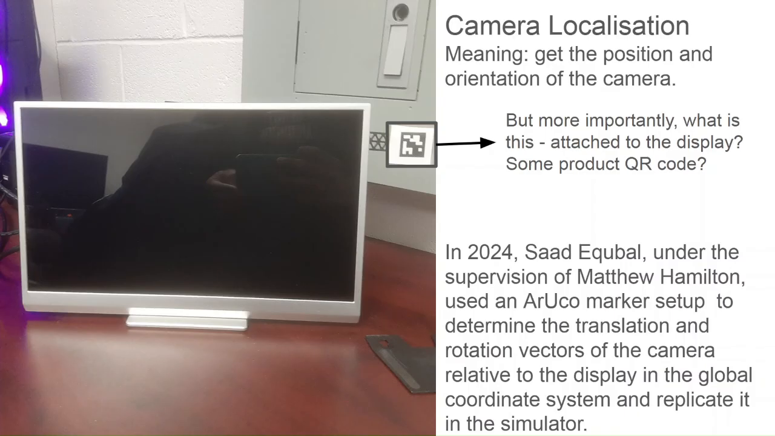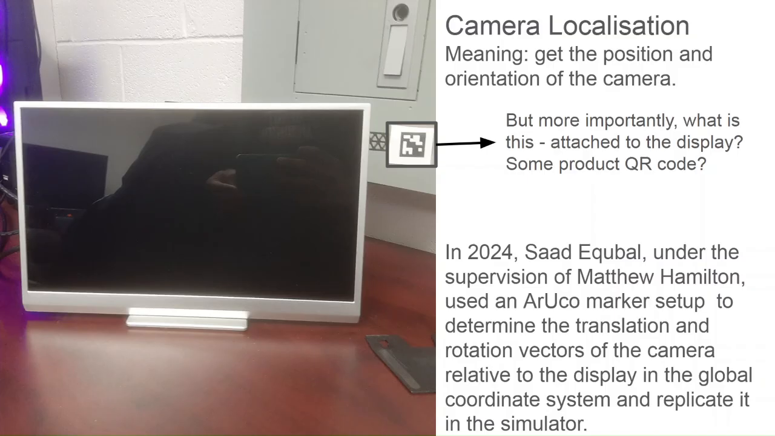Here comes a technical word, ChArUco marker. What's a ChArUco marker? ChArUco, first of all, is an abbreviation which stands for Augmented Reality University of Cordoba. The University of Cordoba came from the fact that this ChArUco marker was based on a research paper written by some researchers in the University of Cordoba in Spain. So this ChArUco marker is a fiducial marker that is often used for pose estimation or camera localization.